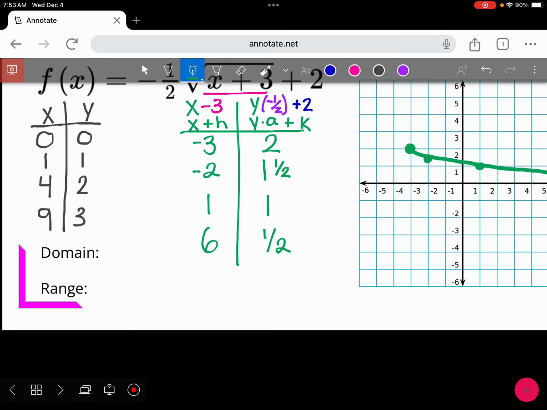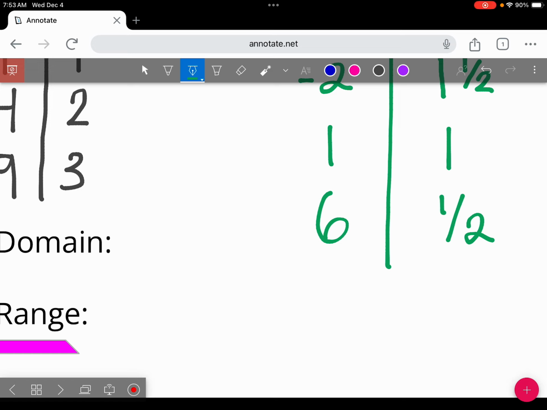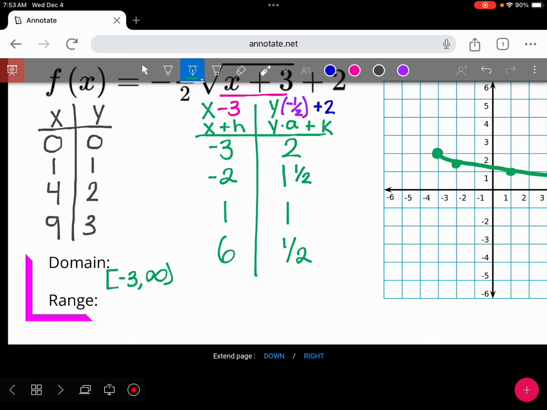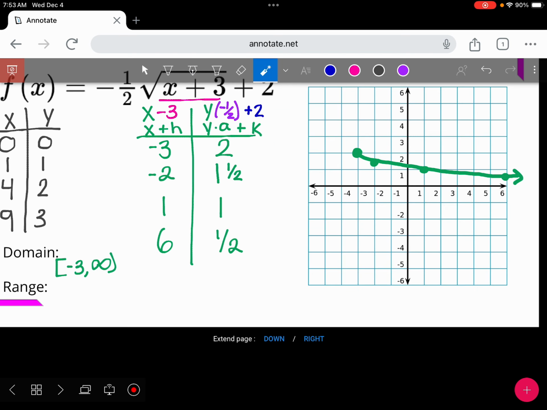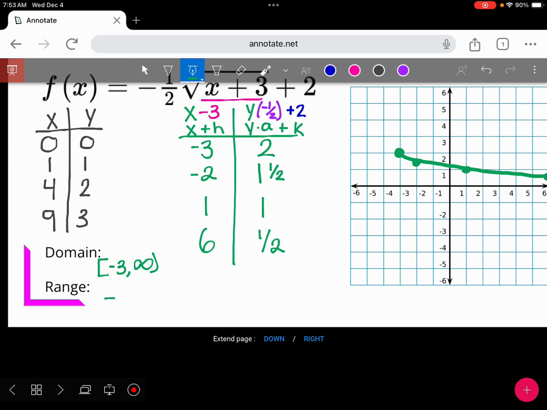What is our domain of this one? -3 to infinity. My smallest x is -3, and it keeps going to the right forever and ever. What is my range? It's between 2 and -infinity. This is going down. We always list smallest to biggest. So my smallest is -infinity, and my biggest is 2.